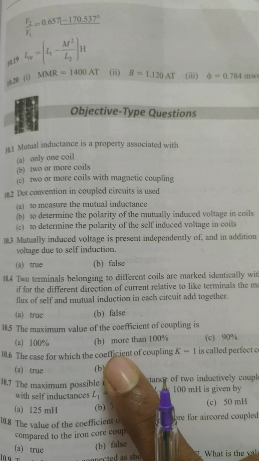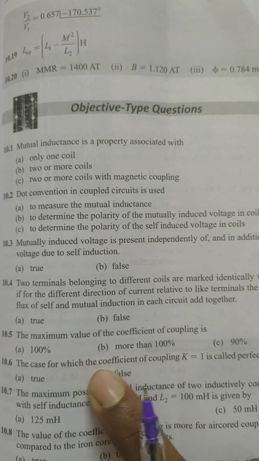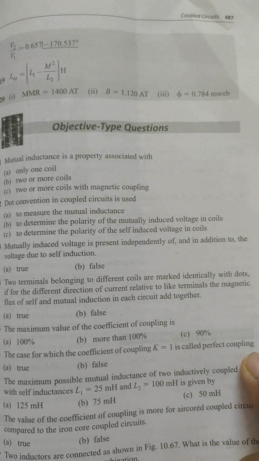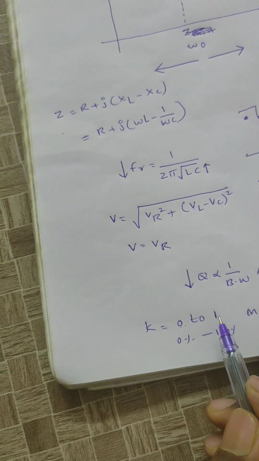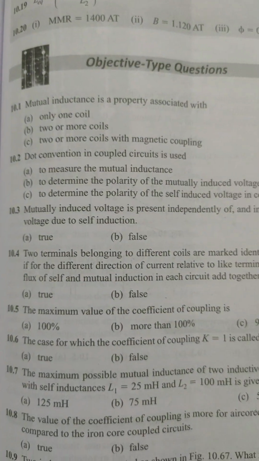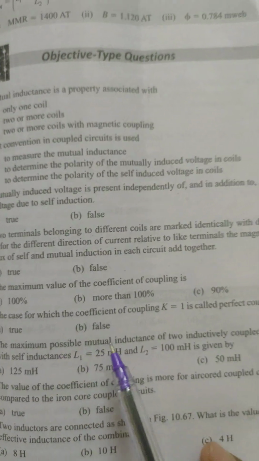Next, the case for which the coefficient of coupling k equals 1 is called perfect coupling, right? Here the k value is 1, the maximum, that means that is perfect coupling. That is also true.